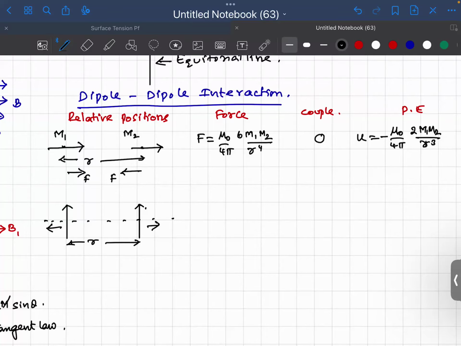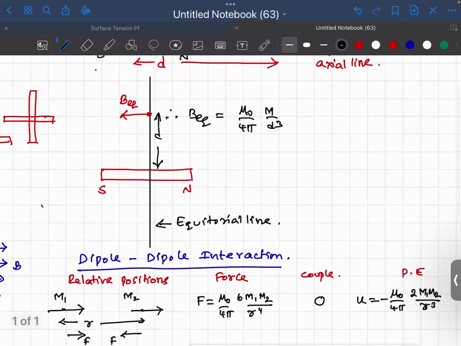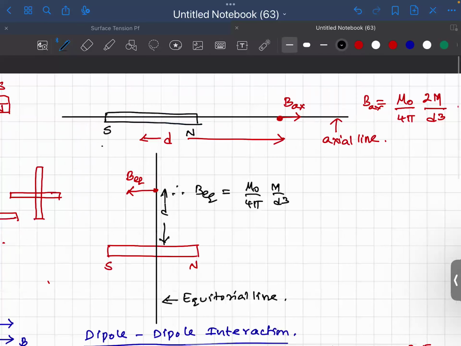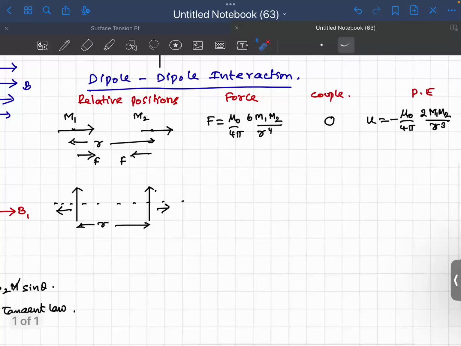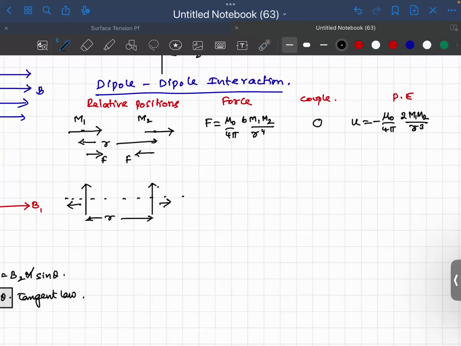In the equatorial case, the field is opposite to the direction of the axial. You can see here, it is opposite like this, opposite to the direction of M. So what was responsible for an attractive force earlier now becomes a repulsive force, because it is on the equatorial line. Previously, it was on the axial line. Earlier it is attractive, now it is repulsive. Mu naught by 4 pi, 3 m1 m2 by r to the power of 4.